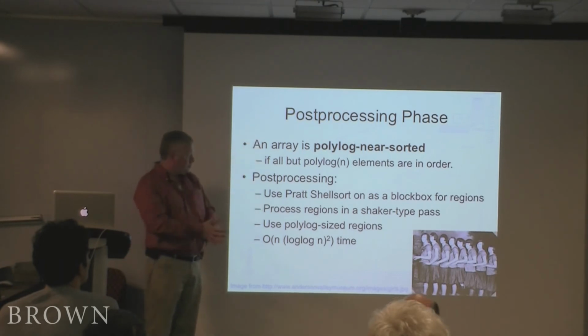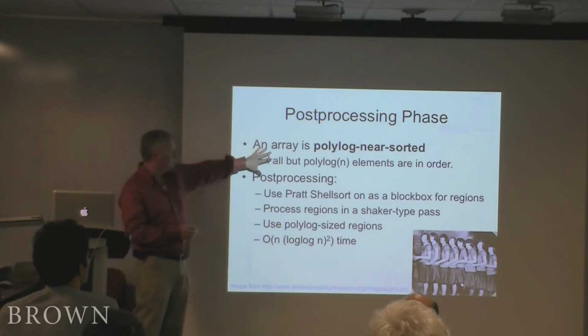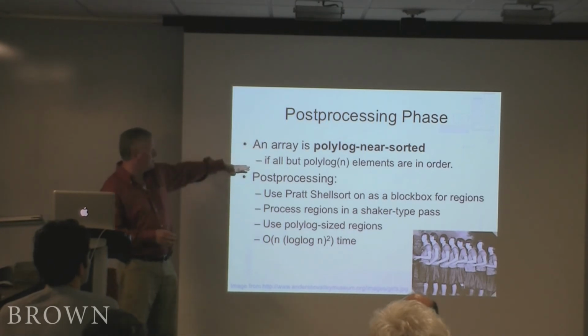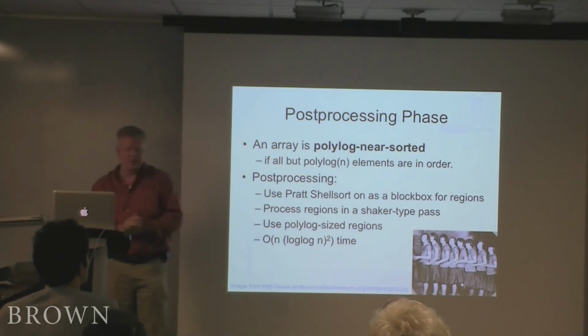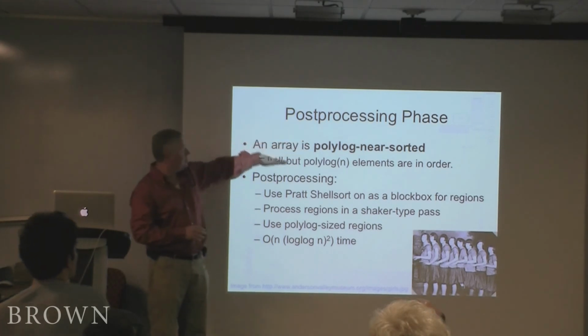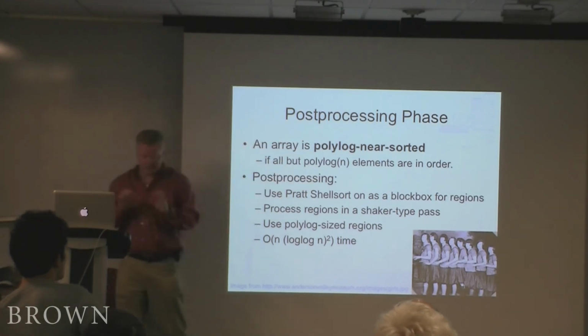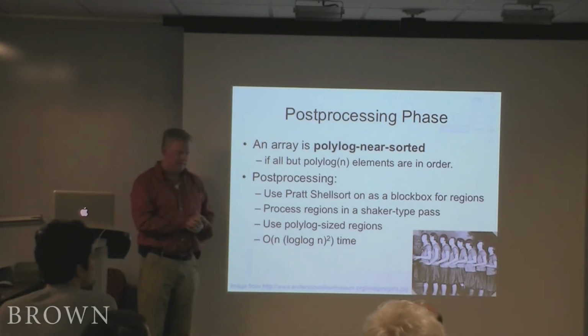So for the sake of the proof, I actually follow the algorithm on the previous slide with a post-processing phase. In the post-processing phase, I start with an array that is polylog near sorted. What I mean is that it's almost completely sorted, except that there's a polylog number of elements that might be out of order.